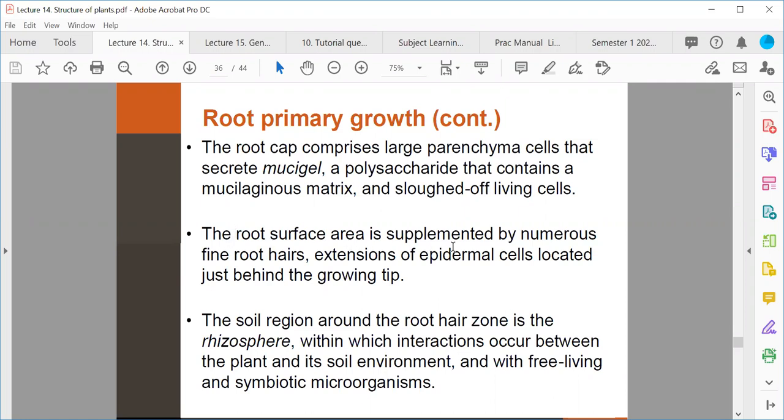The root surface area is supplemented by numerous fine root hairs. Remember, these are just extensions of epidermal cells, and they're found just behind the growing tip of the root. The soil region around the root hair zone is called the rhizosphere, and this is where it's thought that most interactions occur between the plant and its soil environment, in particular with both free-living and symbiotic microorganisms.